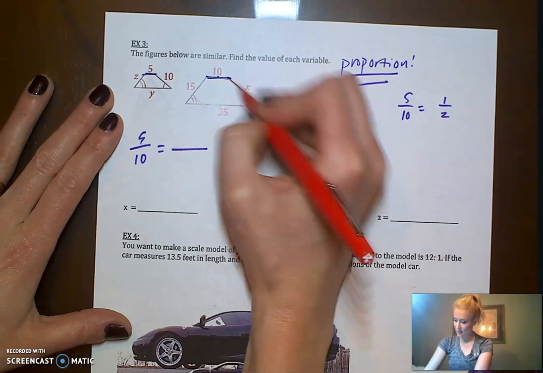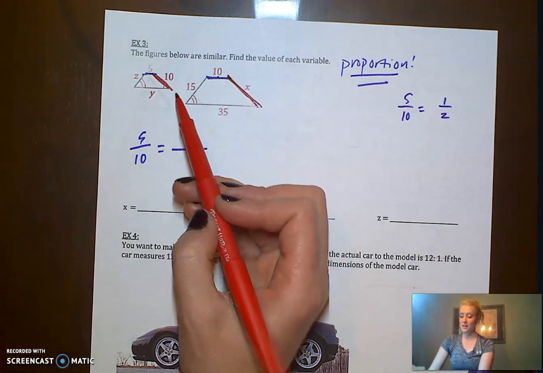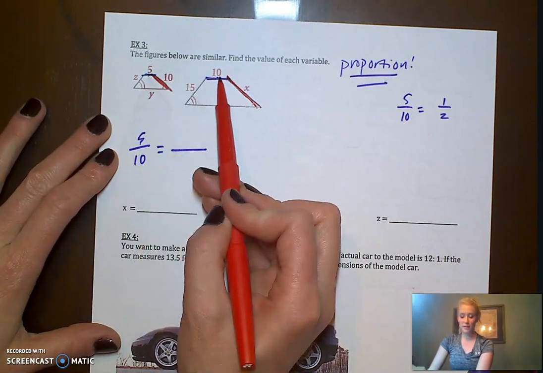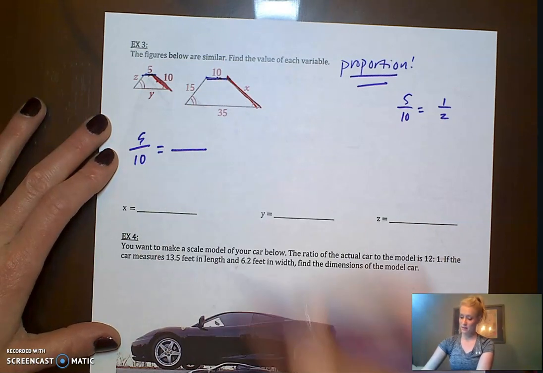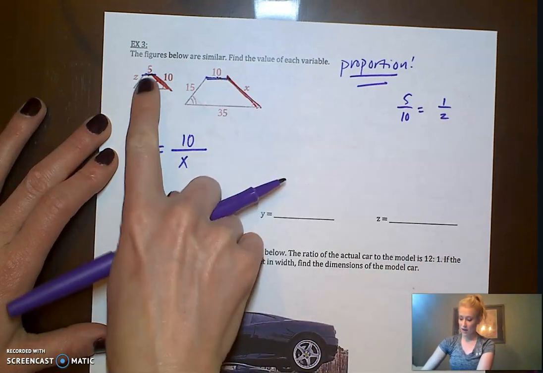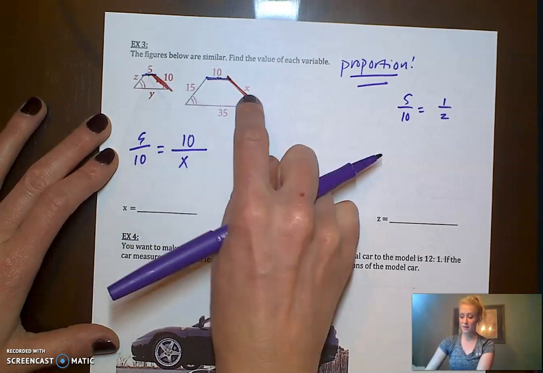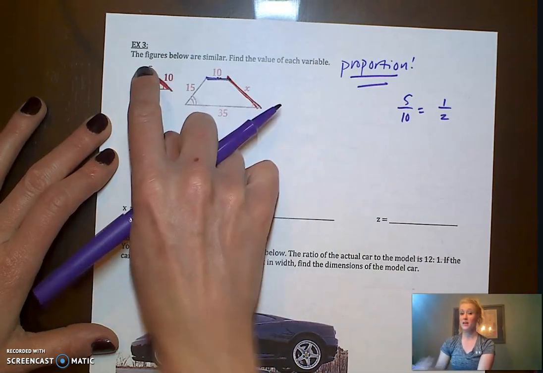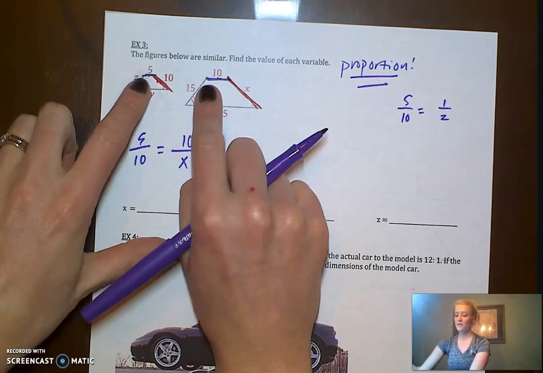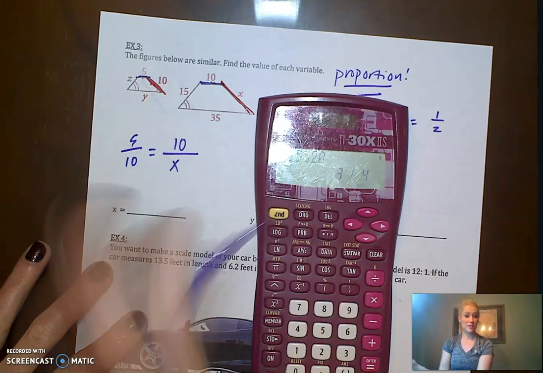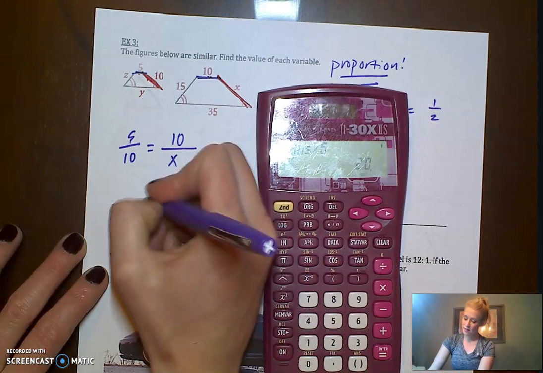So x is right here. It corresponds with this side. So be consistent. I went little figure over big figure, so I'm going to come back to the little guy and do little over big. Okay, so watch. I went 5 over 10 equals 10 over x. You could go 10 over 5 equals x over 10. There's honestly more ways to set it up right than wrong, in my opinion. But I go 5 over 10, 10 over x. And then you just cross multiply and divide. So 10 times 10 divided by 5, x is 20.